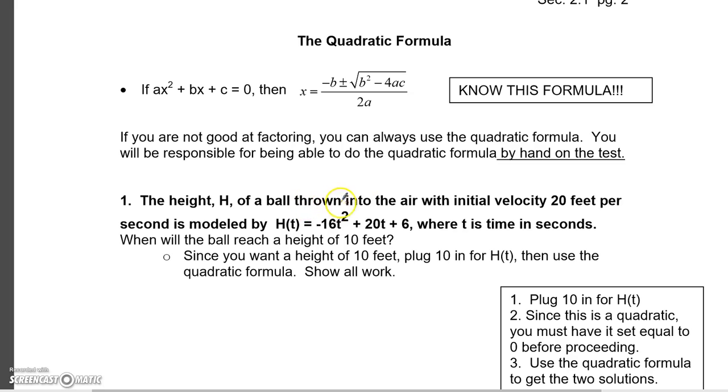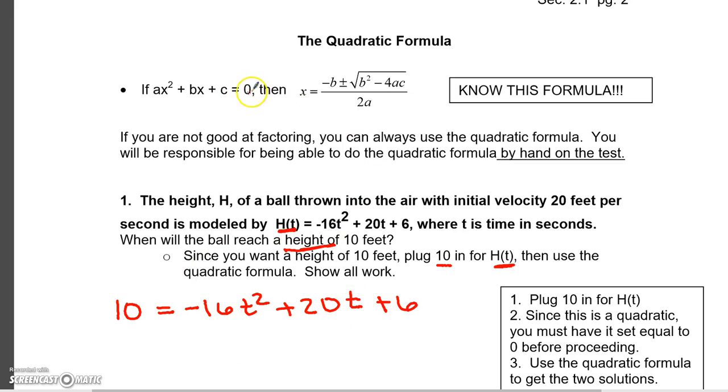So the height h of a ball thrown into the air with the initial velocity of 20 feet per second is modeled by this equation, where t is the time in seconds. When will the ball reach a height of 10 feet? Well, height is this. So since you want a height of 10 feet, plug 10 in for h of t, and then use the quadratic formula. So we're going to do 10 equals negative 16t squared plus 20t plus 6.